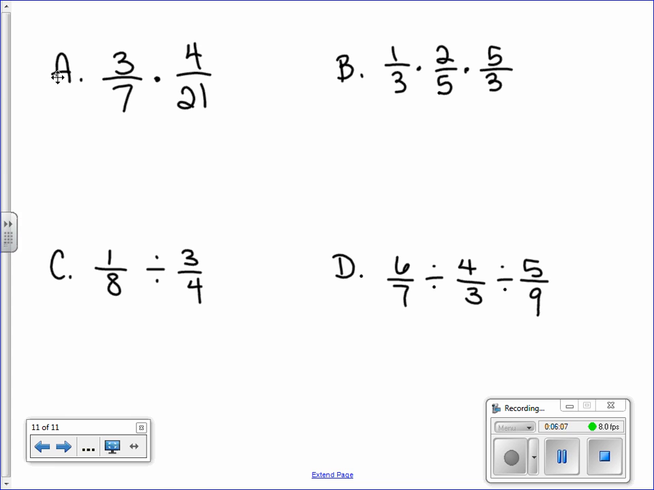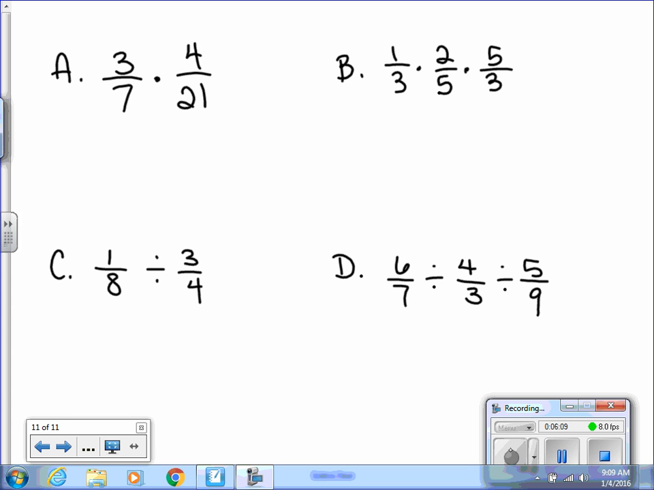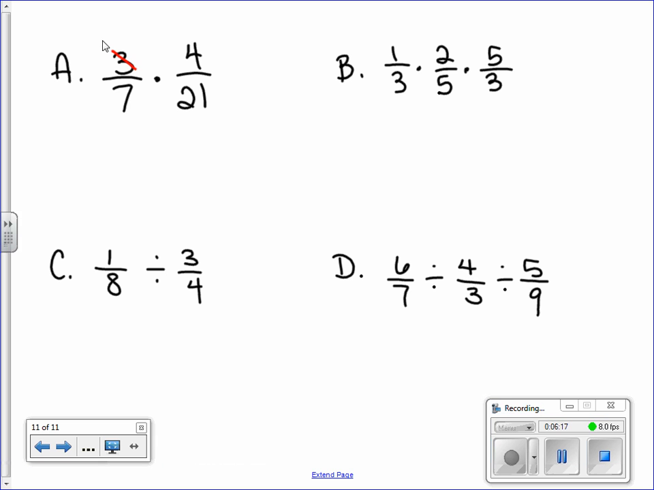Alright, try those 4. So on A, anything cancel? 3 and 21. So that's going to be 4 over 49. Right? Okay. On B, I'm going to do these 2 first. Does anything cancel on those? No. Okay. If you wanted to, I guess you could go ahead and cancel those.